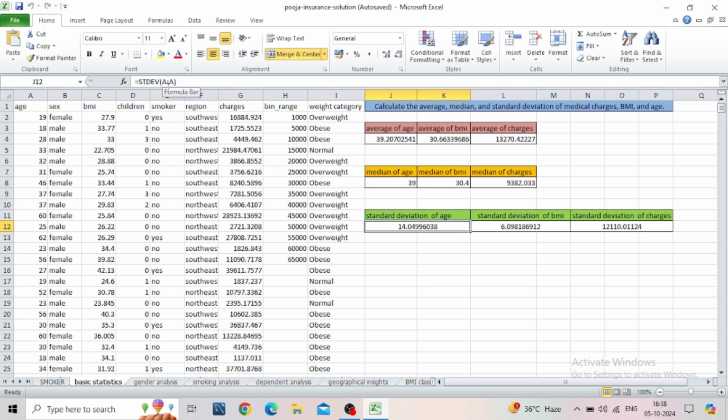So these basic statistics helped in understanding the central tendency and the spread of ages in the dataset, giving a foundation for further analysis. This gave me a clear view of how the data is distributed and where the variations lie. So my task 2 is gender analysis.